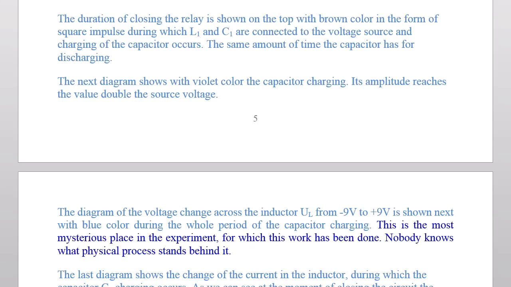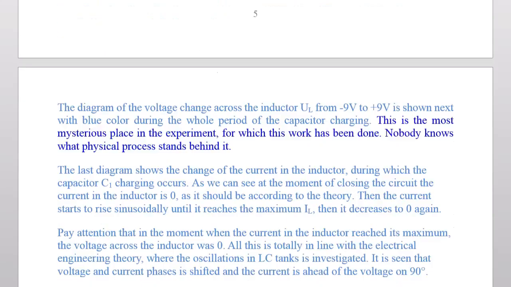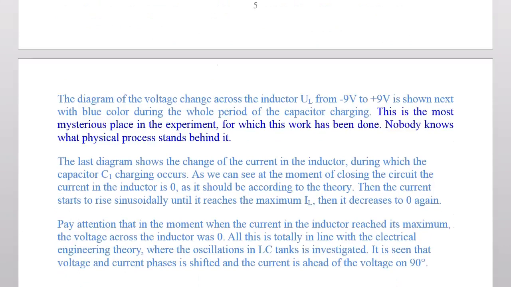The diagram of the voltage change across the inductor, UL, from -9 volts to +9 volts is shown next in blue color during the whole period of the capacitor charging. This is the most mysterious place in the experiment, for which this work has been done. Nobody knows what physical process stands behind it.